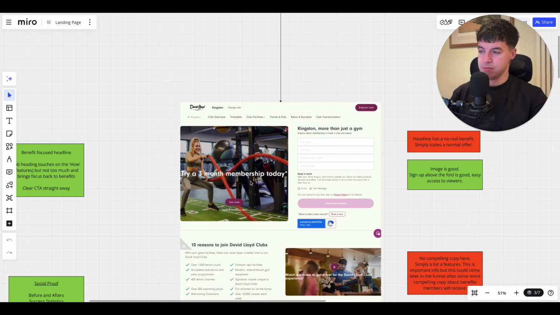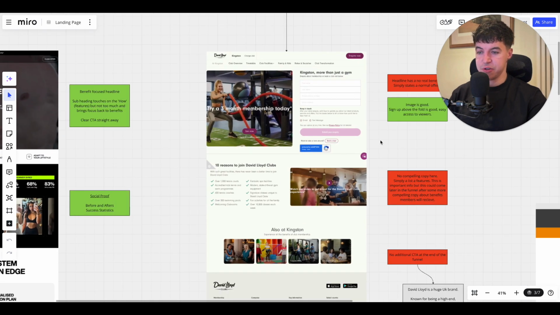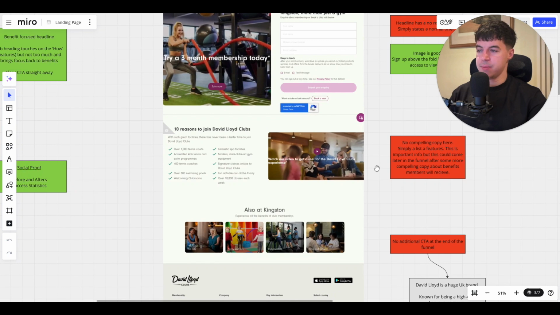So the image is good, okay, tells a bit of a story, and the sign up form is above the fold, which is good, so it's easy for people to access, so people can click on the call to action. They come to this page, they sort of see this top third here, they can see the form and they know exactly what they need to do. And we can see this in action where David Lloyd is simply asking for name, so first name, last name, number and email, nothing more, nothing less. That's very common practice when it comes to lead forms.